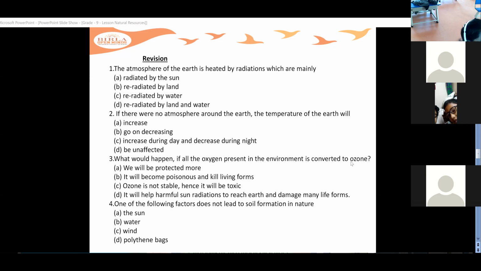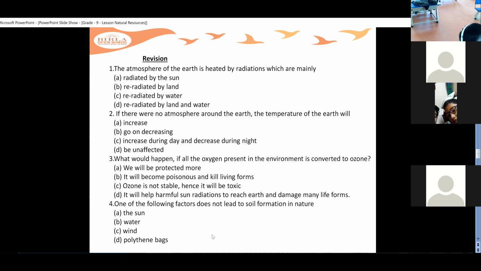So first one, I'll repeat. The atmosphere of Earth is heated by radiations, which are mainly re-radiated by land and water. Okay, the second question. If there were no atmosphere around the Earth, what happens to the temperature of the Earth?